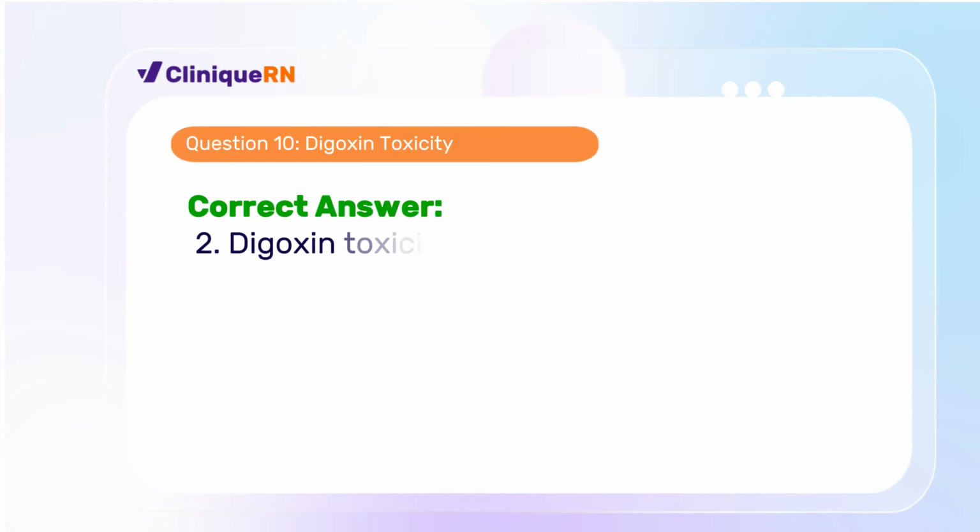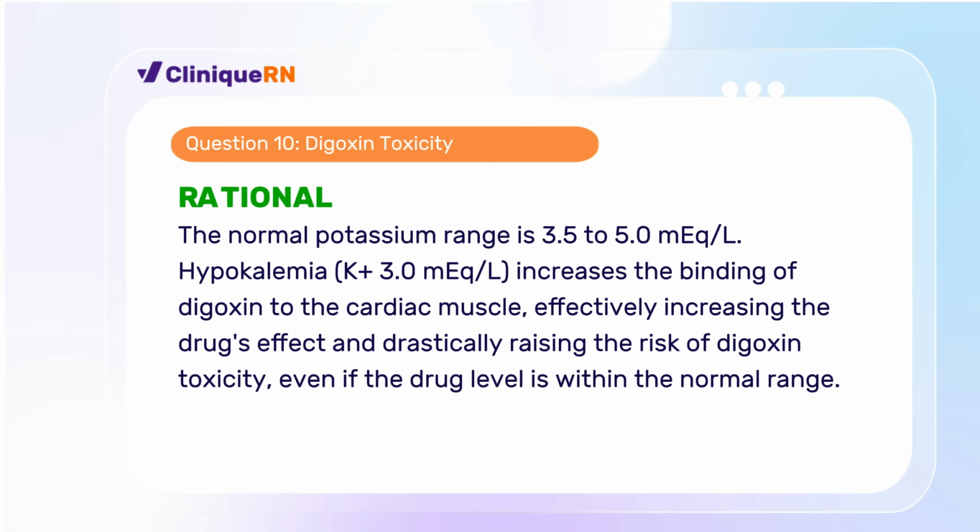The correct answer is 2. Digoxin toxicity. Rationale. The normal potassium range is 3.5 to 5.0 milliequivalents per liter. Hypokalemia, K plus 3.0 milliequivalents per liter, increases the binding of digoxin to the cardiac muscle, effectively increasing the drug's effect and drastically raising the risk of digoxin toxicity, even if the drug level is within the normal range.